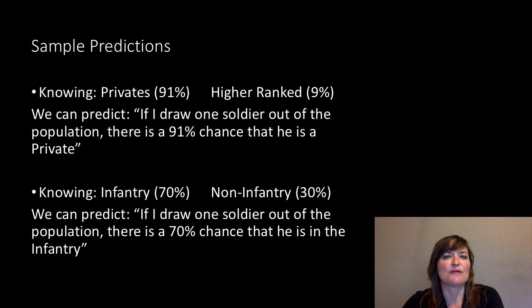So what does this mean? How does this give us information? So we could make predictions. If I know the proportion of privates to higher ranked soldiers, then I can predict that if I draw one more individual out of that pool of that population, there's a 91% chance that he's going to be a private. If I draw one soldier out of that population, there's a 70% chance that he's in the infantry.